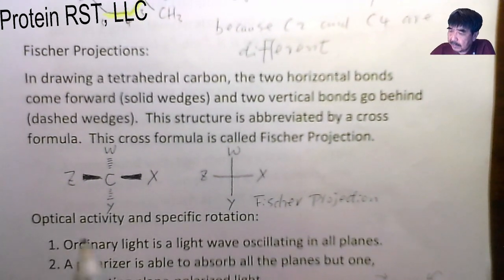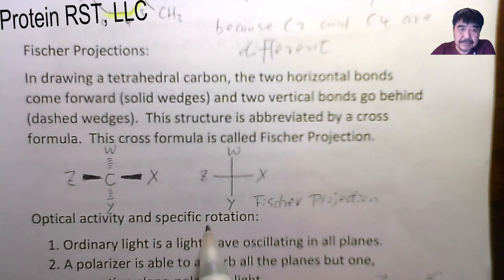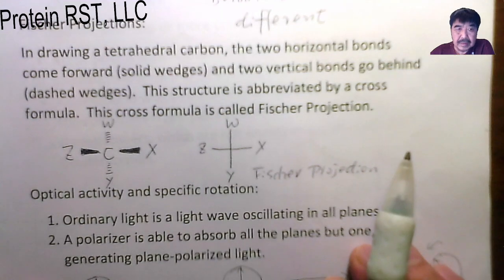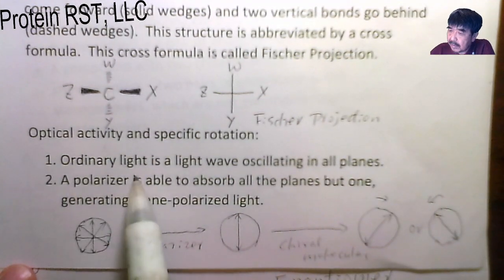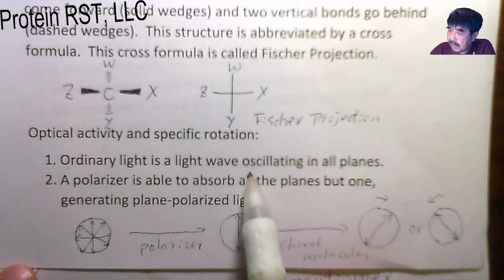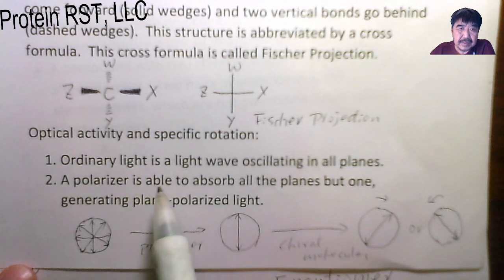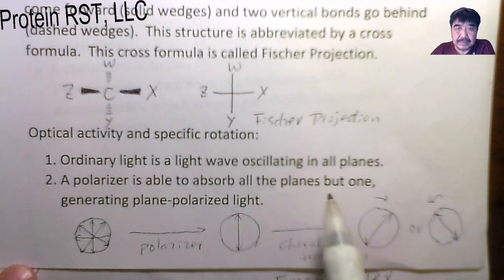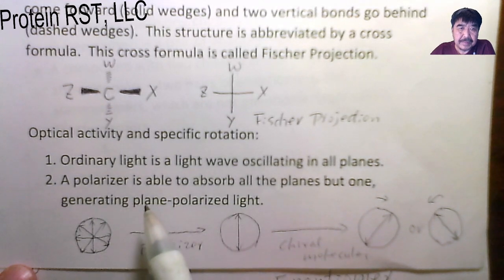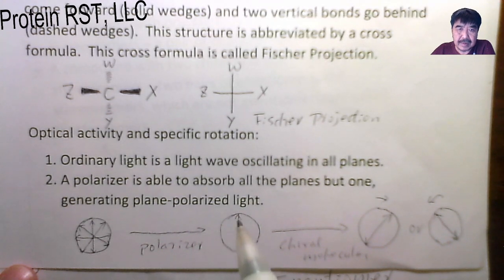Next, let's take a look at optical activity and specific rotations. Ordinary light is a light wave oscillating in all planes. A polarizer is able to absorb all the planes but one, generating plane polarized light. This is the ordinary light beam. After it passes through the polarizer, it becomes this, only one plane. This light beam is called plane polarized light.